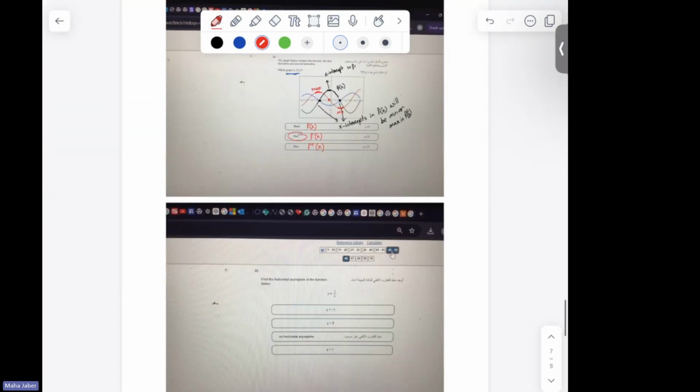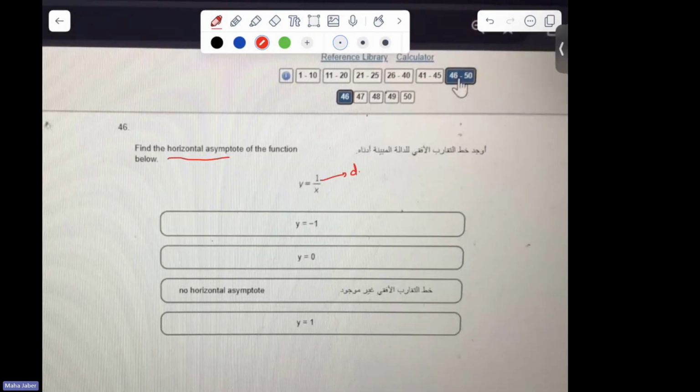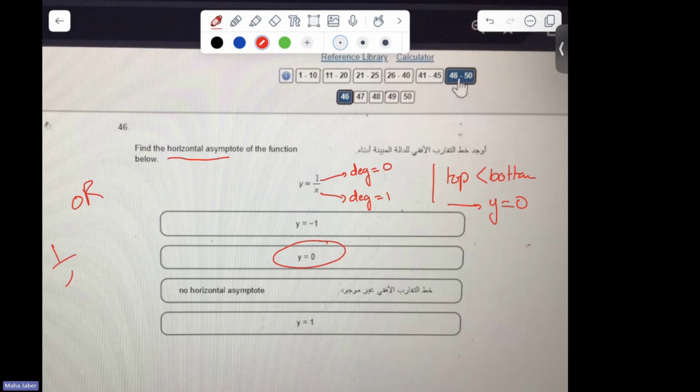Sorry, I think one more question. But we come to this one. He's talking about the horizontal asymptote. Degree here is 0. Any degree for a number is 0. Here degree is 1. You have top less than bottom. It means y equals 0 is the horizontal asymptote. Or you can say 1 over infinity. What will happen? It's going to be 0. Again, this is the answer.